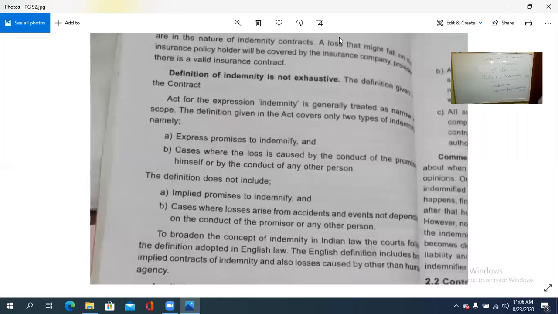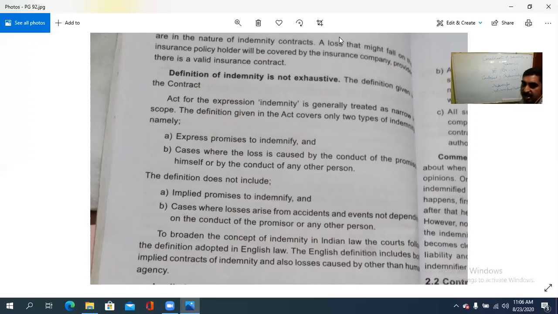So, next: the definition of indemnity is not exhaustive. The definition given by the Contract Act for the expression indemnity is generally treated as narrow, with a low scope only. If due to the non-performance of the promisor or any other person, some loss is to be occurred to some other person, in such a case the other person may be compensated for such loss. Such a contract is called indemnity. Very narrow definition, isn't it?